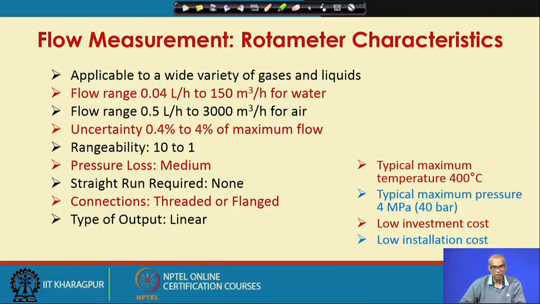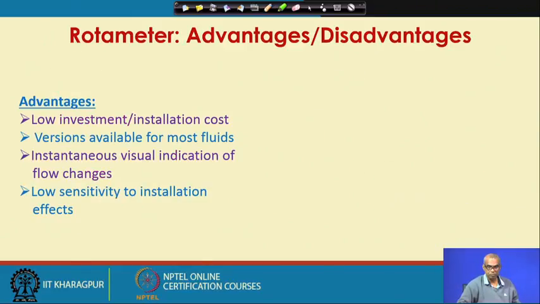Pressure loss is medium. Straight run required: none. Connections are threaded or flanged. Type of output is linear. Typical maximum temperature is 400 degrees Celsius, typical maximum pressure is 4 megapascals or 40 bar, with low investment cost and low installation cost.